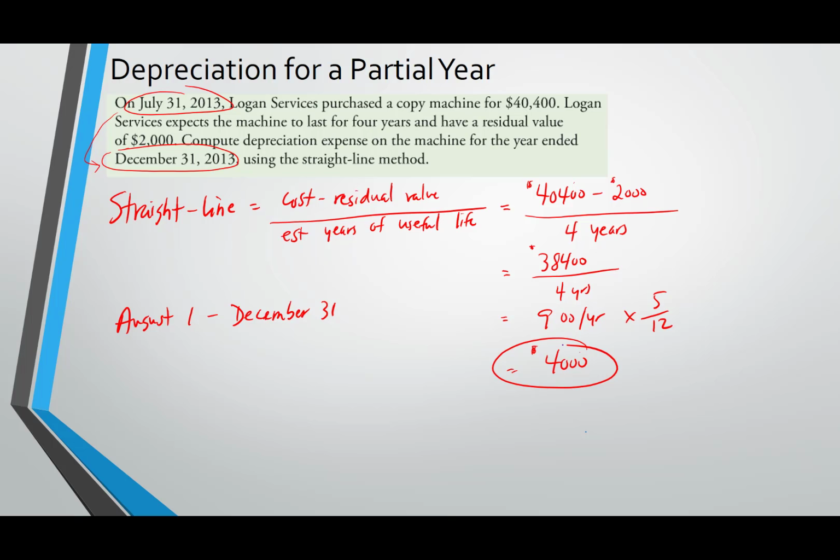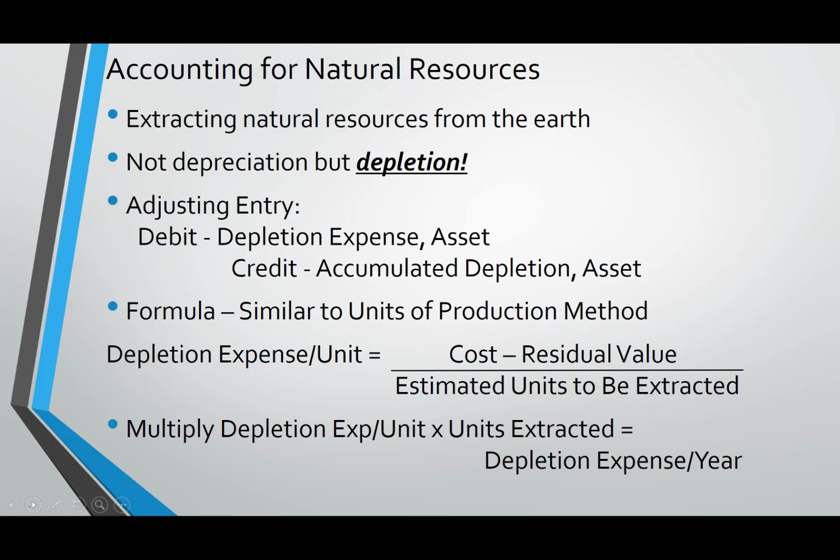Okay, then we get into a very similar topic to depreciation, but really it's when we'd have to deal with natural resources. If you think about it, we could purchase things like coal mines, oil fields, or gas fields, and we would extract those natural resources from the earth, and obviously we'd have to have some way of accounting for this. So remember, it's depletion, not depreciation, that we would use here. It's exactly the same type of process, except instead of depreciation expense, it's depletion expense that we would debit for the adjusting entry and credit a contra account called accumulated depletion.